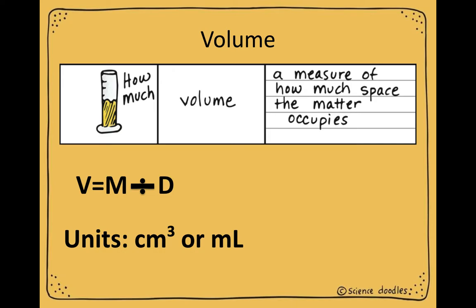Volume is another variable. Volume is a measure of how much space the matter occupies. Volume is mass divided by density. The unit is either going to be centimeters cubed or milliliters. Centimeters cubed is if it's a solid object and you can measure length times width times height, or milliliters if it is an irregularly shaped object or if it's a liquid. So an irregular shaped object would be something like a ball or a person or a pen or an apple.